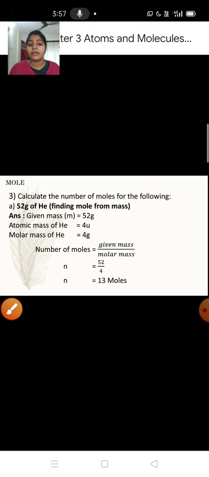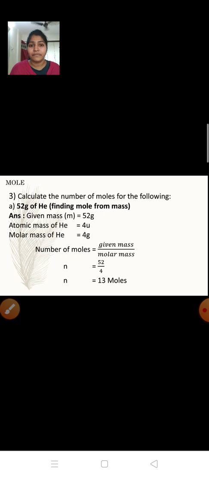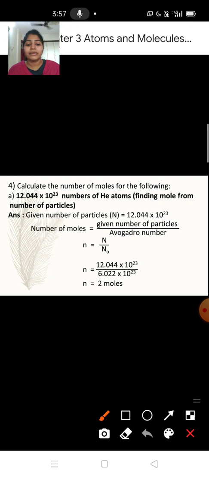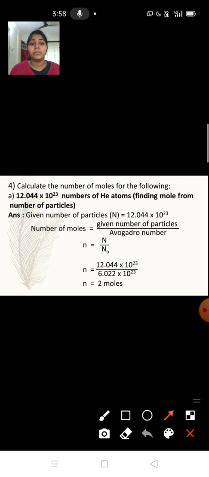Right? So now we know given mass, we know molar mass. So substitute. So it will be 52 upon 4. So when we divide it, we get the answer as 13 moles. Easy, right? We'll jump to the next one. Now over here, see, each and every question is different. In this, you have to calculate the number of moles.